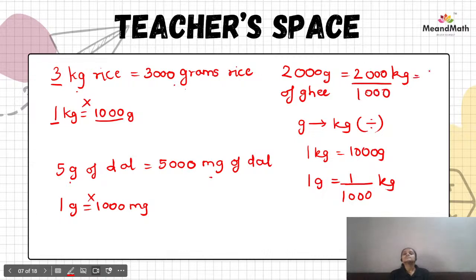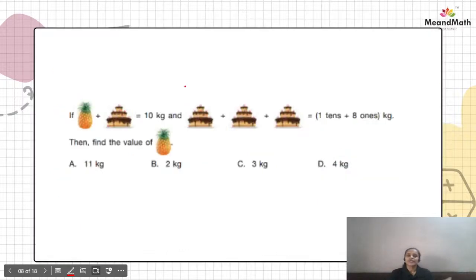Equal to 2 kgs. Very good, Trijal. Yes. Good job. So 2000 grams equals 2 kgs. Right? So this is how we do our conversions. And with the help of all this knowledge, let's quickly proceed to our very first question that we have here.